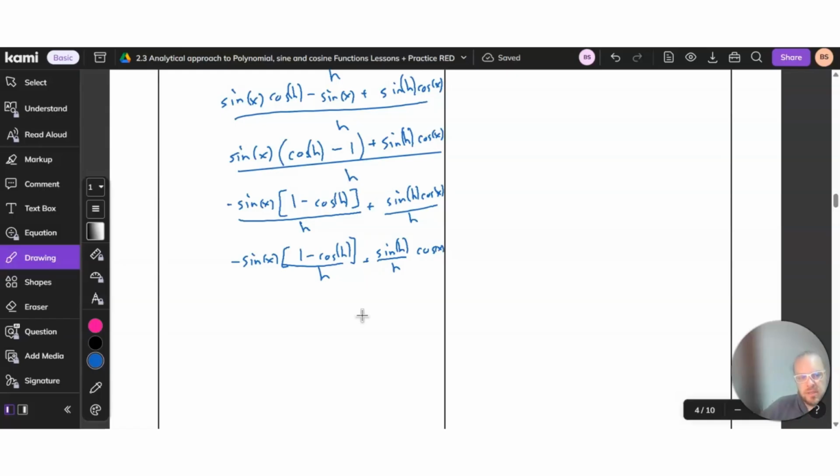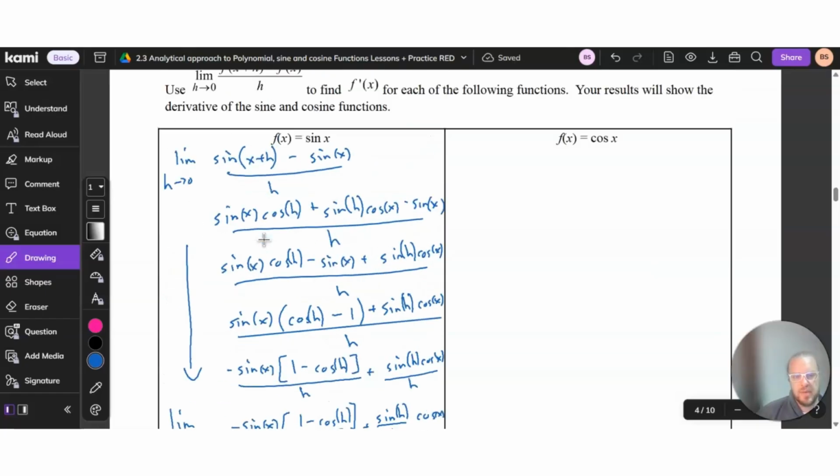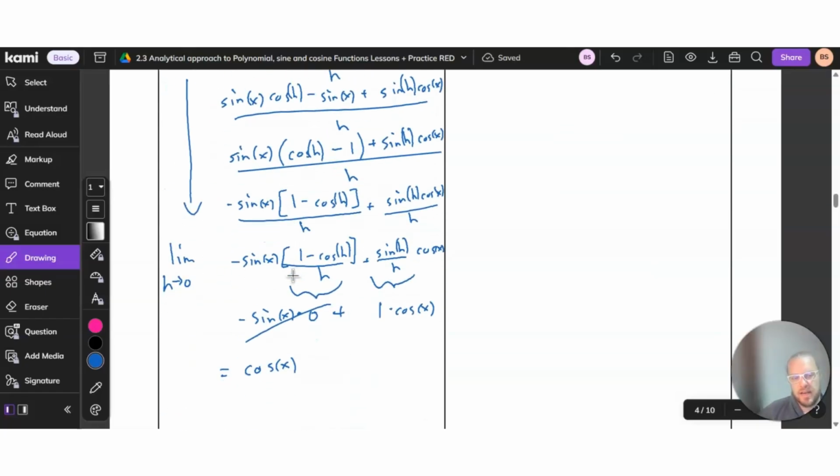Now, why is that important? Because remember, all of this is me taking the limit as h approaches 0, and if that's the case, this is going to be 0, so I'm going to get negative sine of x times 0, plus this one here is 1 times the cosine of x. This obviously just goes away, and so the answer to this is literally just cosine of x. And so what that means is that the derivative of sine x is cos x.